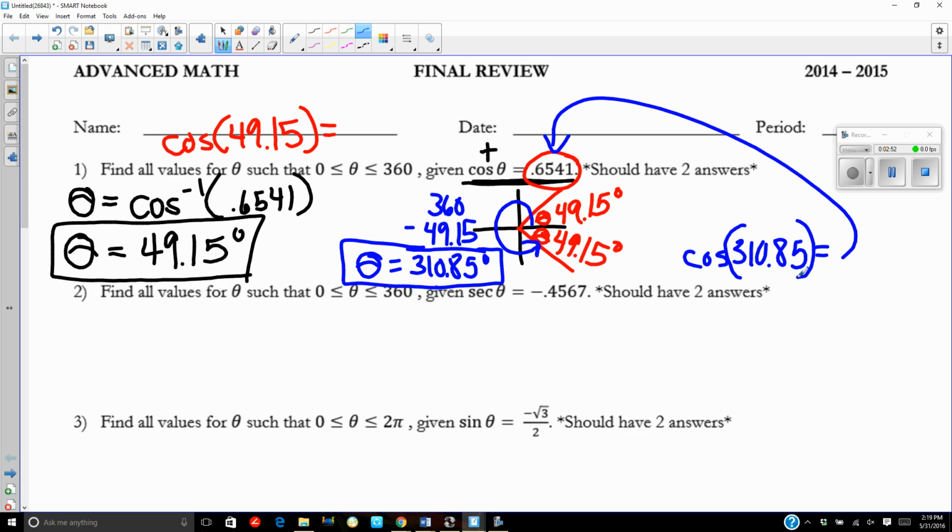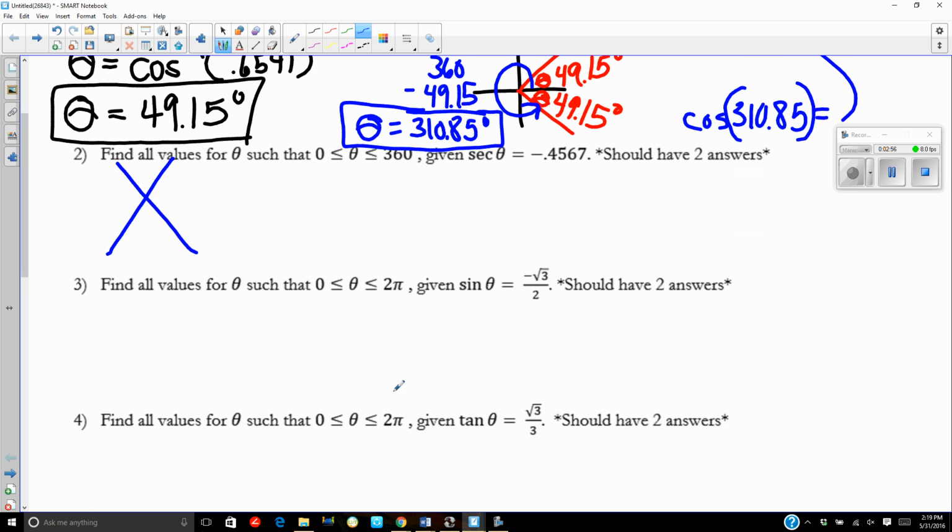Don't worry about doing number 2. There's a mistake on that. There's no answer for number 2. Let's move forward to number 3.